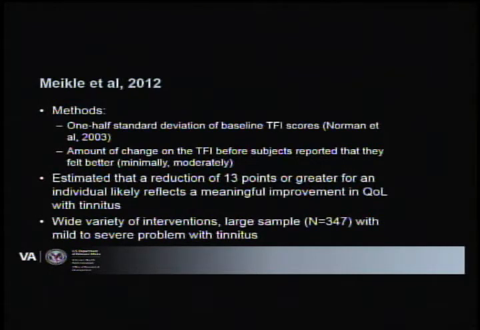And they were kind of loosely connected. They weren't completely in different worlds. And so based on that information, they estimate that a reduction of 13 points on the TFI is meaningful for an individual. And that's where that number comes from. And I think it's important to understand the roots of where that number comes from. And it's intended to apply to anybody you'd use this instrument with, not just a kind of narrow population of people.